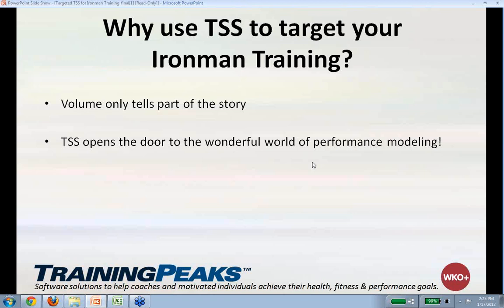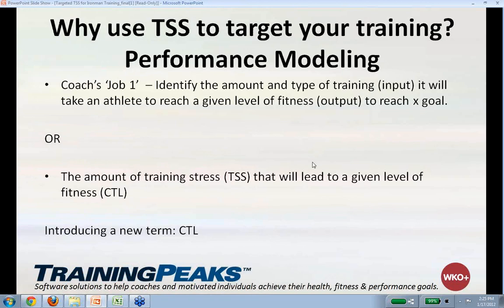There's guys who are doing 1,000 TSS on 12 hours a week, and then there's other guys who are doing it on 24. So it's really important to look at the intensity of the sessions as well, and that's something that TSS, because it incorporates an intensity factor, it does.